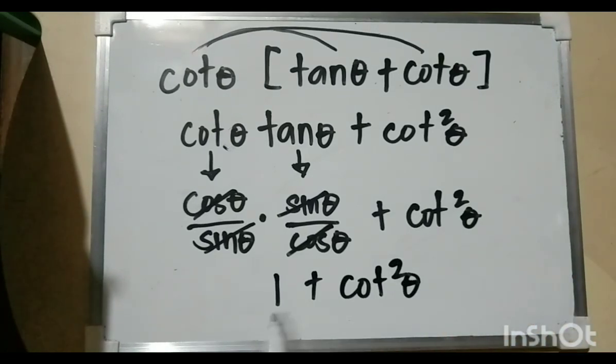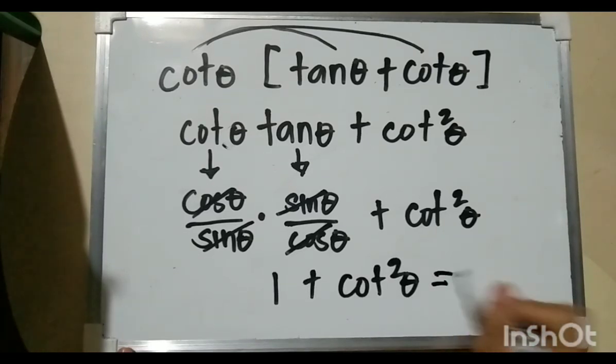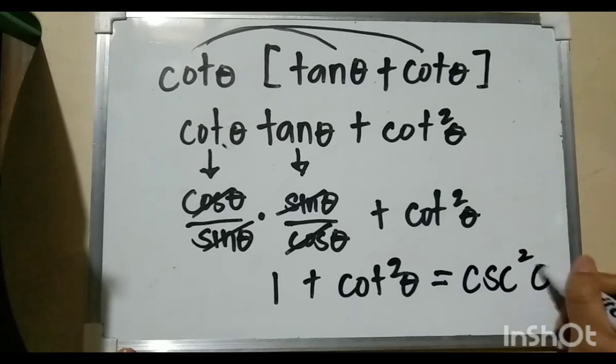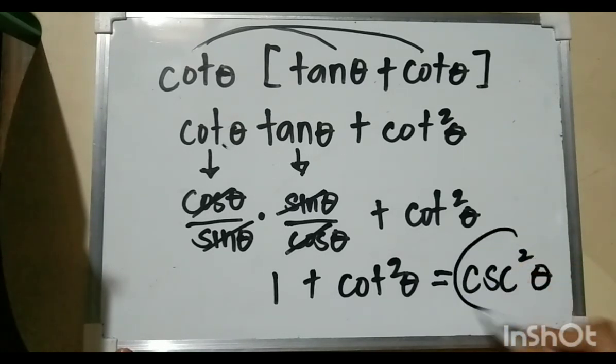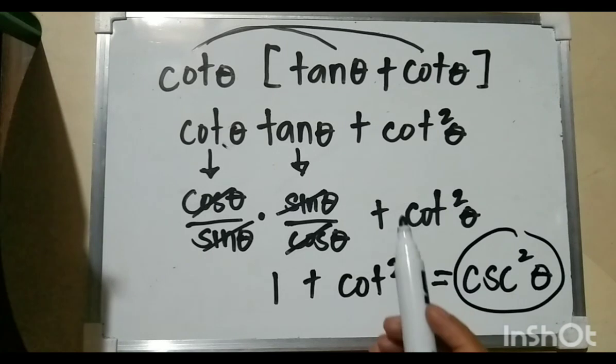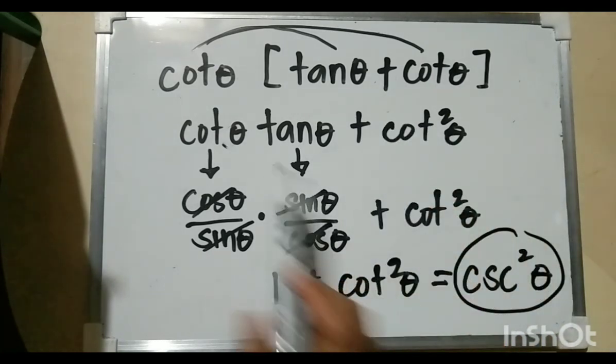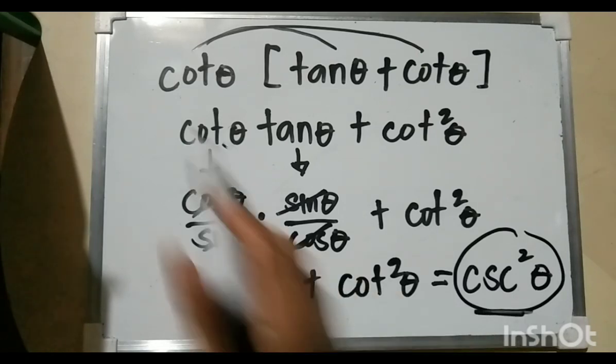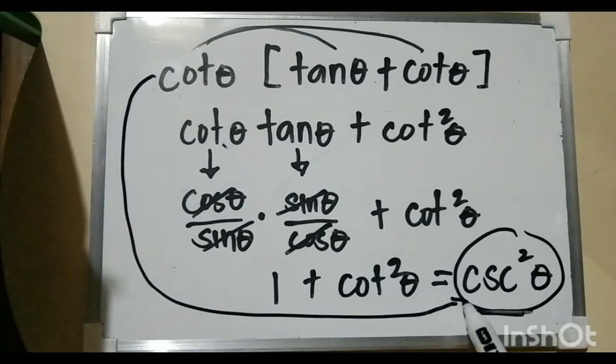Well, this one is very familiar, right? Because this is a Pythagorean identity. So this is equivalent to cosecant squared theta. Therefore, the original expression can be reduced to cosecant squared theta.